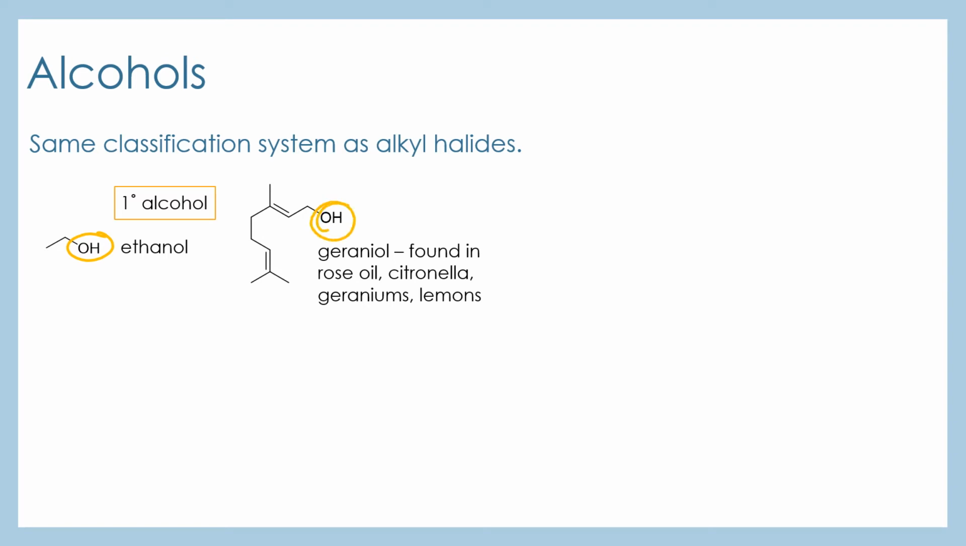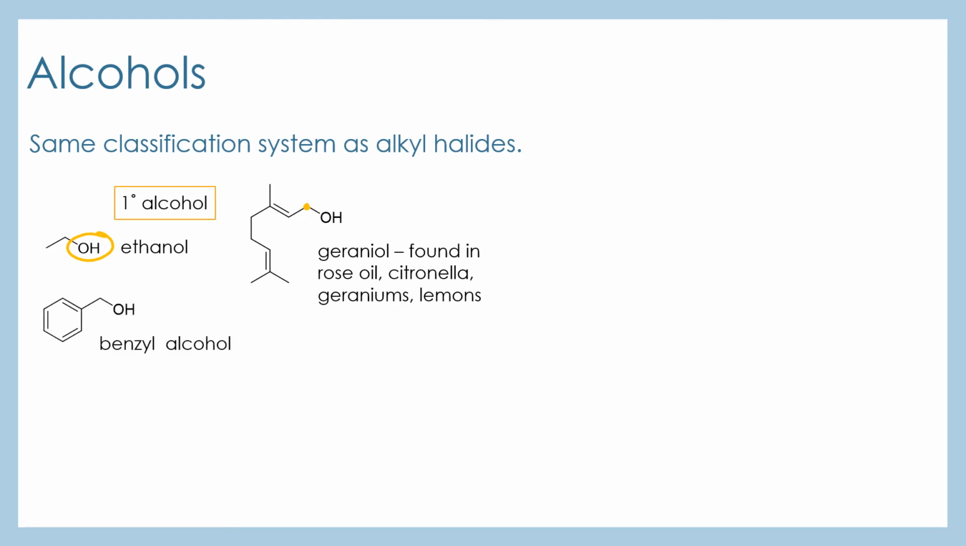But this alcohol is attached to a carbon that is only attached to one other carbon. And it doesn't matter that this carbon chain has gotten pretty elaborate and has multiple bonds in it. The fact is that the hydroxyl group is on a primary carbon, and so this is a primary alcohol.